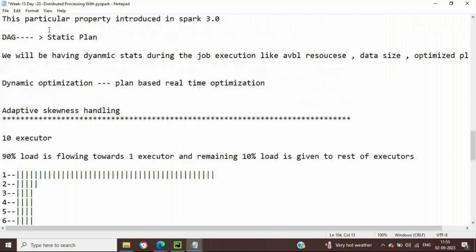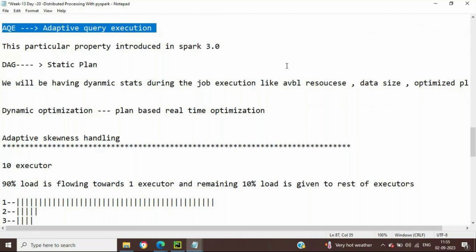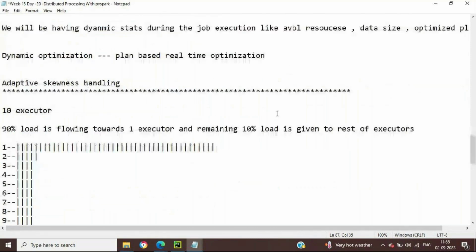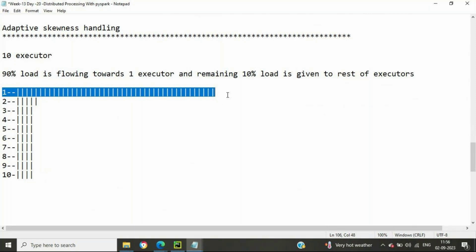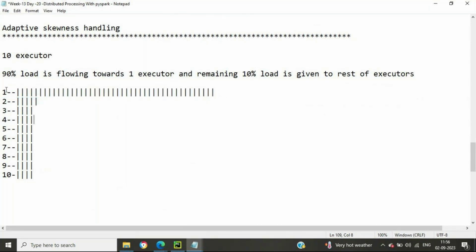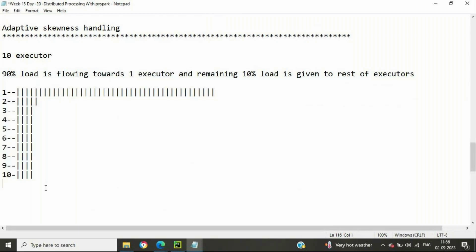So AQE is the technique which is utilized in order to handle the skewness. We also have, say, bucketing and partitioning. Those concepts or properties are also utilized in order to handle the skewness. So skewness is nothing but an imbalanced distribution of the records, or an imbalanced distribution of the data. That is what we are able to see over here. One executor has this much load, and the remaining executors have less, only 10% of the load.